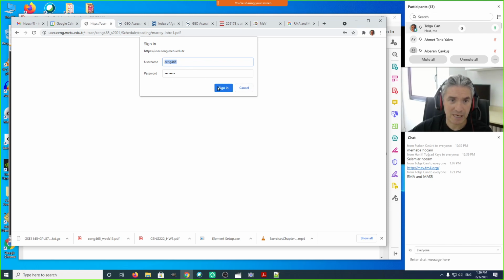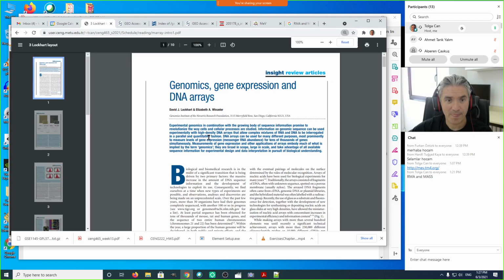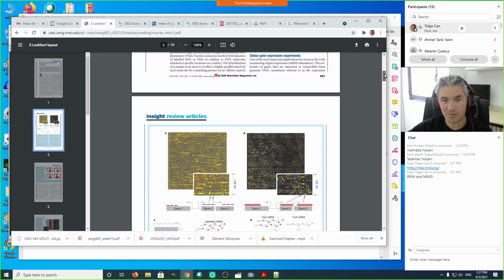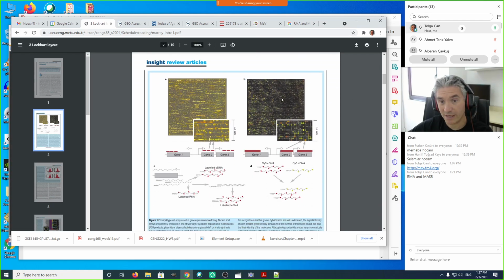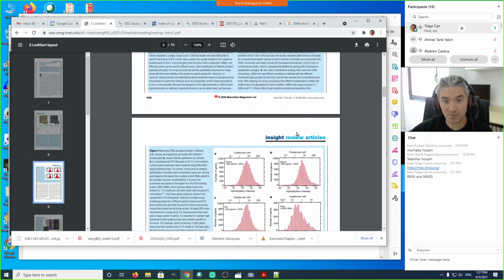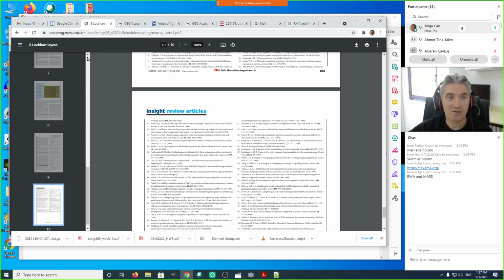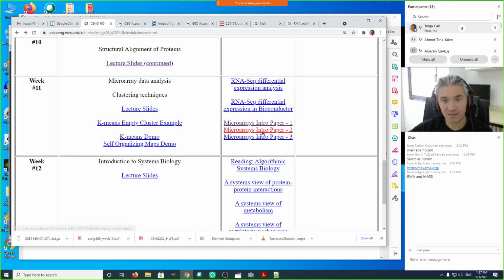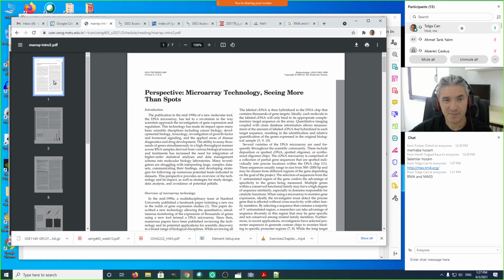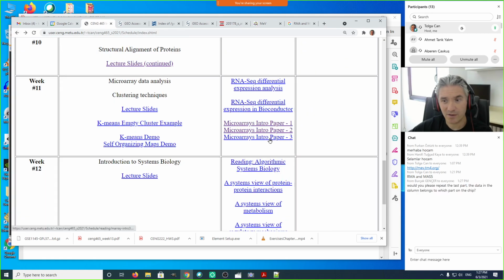So it's CENG 465 and the password is 5710465. It talks about more example competitive hybridization images, how they are labeled, and what kind of things they measure. So you may take a look at these introductory papers. Seeing more than spots.